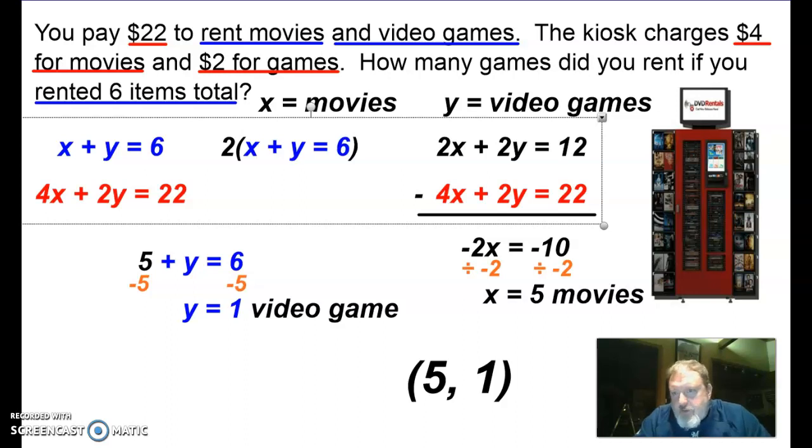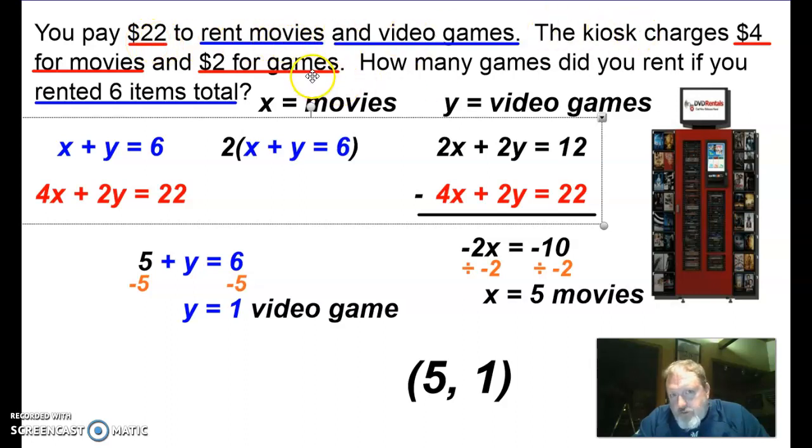Okay, renting movies and video games. I know a lot of people now have Hulu or Netflix and stuff, so basically you're just streaming online at home. But back in the day, you could rent video games for your game system or DVDs. I know some people still do that. But so it says I paid $22, and that's to rent the movies and video games.